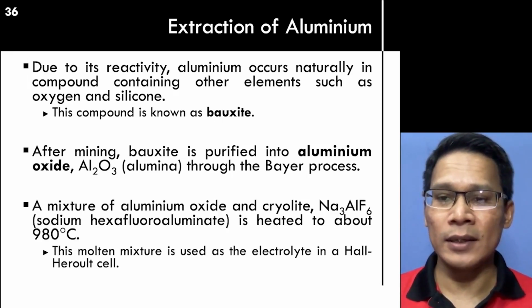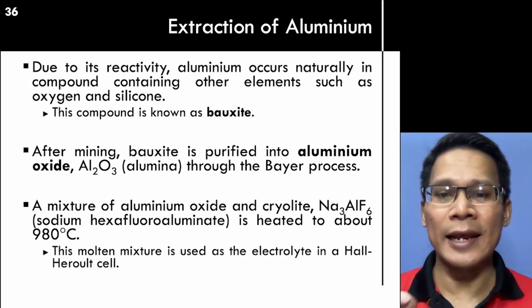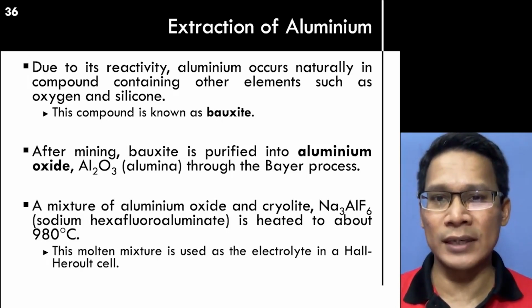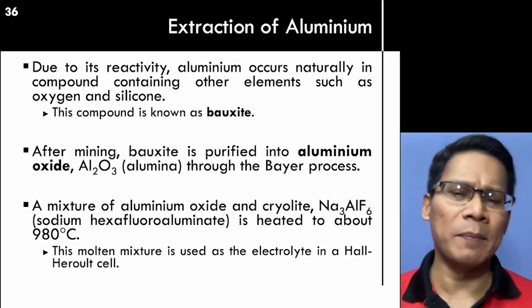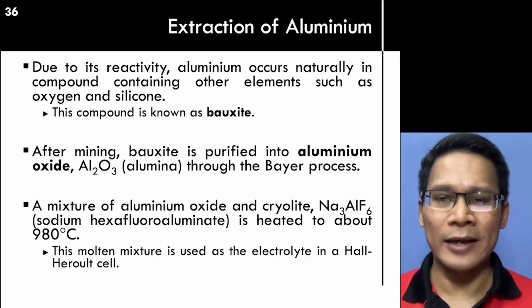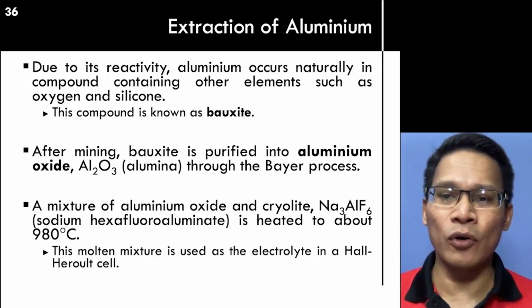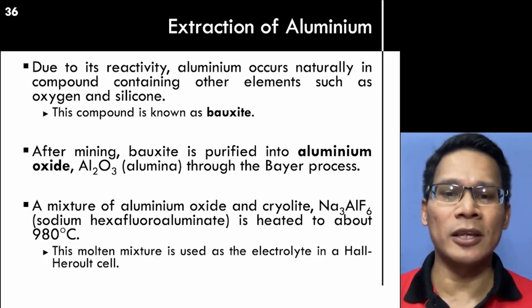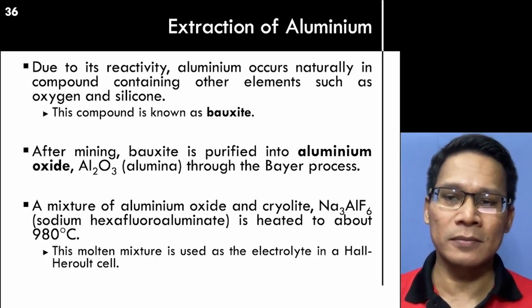Aluminium oxide is then melted to form the electrolyte for an electrolytic cell called the Hall-Héroult cell. Since the melting point of aluminium oxide is rather high, cryolite or sodium hexafluoroaluminate is added into it to lower the melting point to about 980 degrees Celsius.